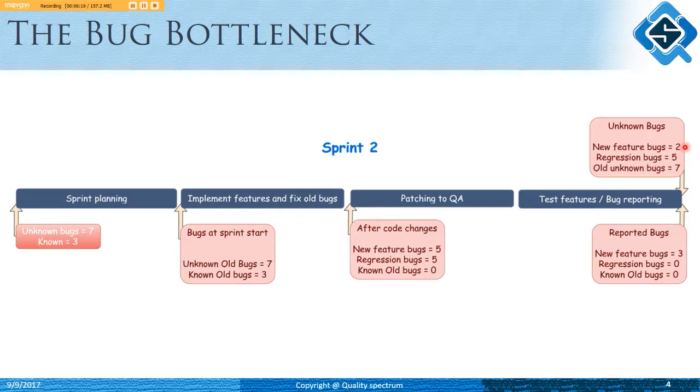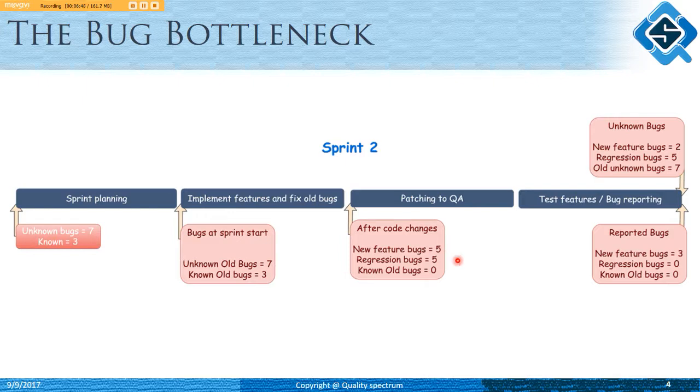Now we move on to the next sprint, and we start this one with 7 unknown bugs from the previous sprint, 3 known ones which were reported. The development team fixes the 3 bugs that were reported to them, and the unknown bugs are, well, unknown, so no one knows they exist. And we again have some new features implemented, which introduce new feature bugs and again some regression bugs.